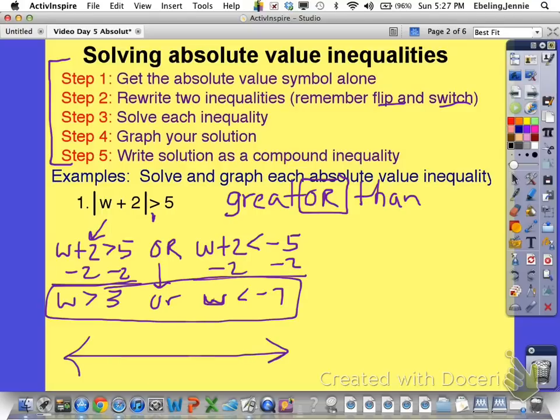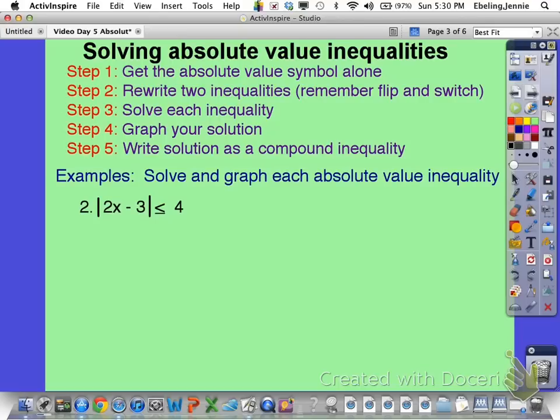When I graph it, just like when we did our compound inequalities, I make myself a number line here. I'm going to call that negative 7, negative 5, negative 3, negative 1, 1, and 3. So w is greater than 3 would mean that I want an open circle on 3, and then I'm going to shade to the right. Remember, an "or" scenario can do whatever it wants, but usually they go in opposite directions. And w is less than negative 7, so open circle on negative 7, and shade to the left. Let's take a look at the next one that we have.